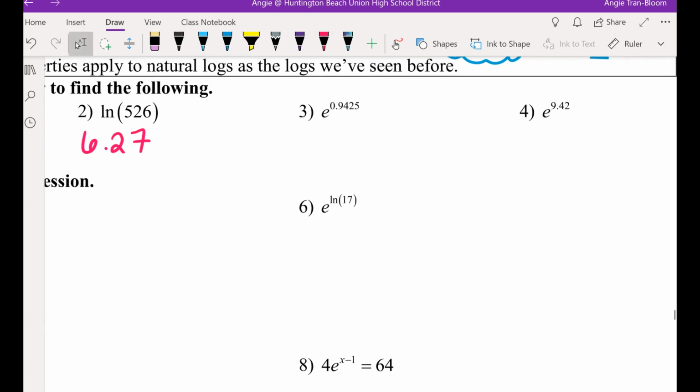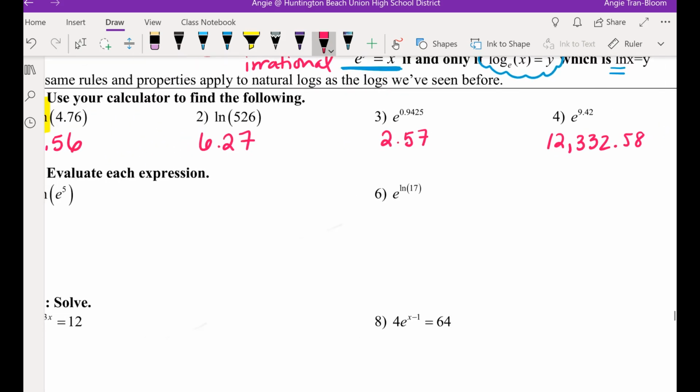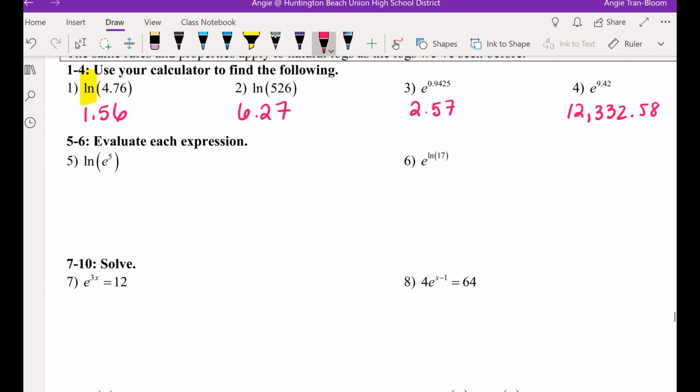Lena, whenever you're ready, give me the answer to 3. 2.564. Just 2 decimal places to keep it consistent. What did you get? 57. Someone confirm? Okay. Carly, can you give me the answer to 4? I got 12,332.58. 12,332? 0.58. Yes? Okay, thank you. So those questions are just to make sure you know how to locate those buttons, okay?